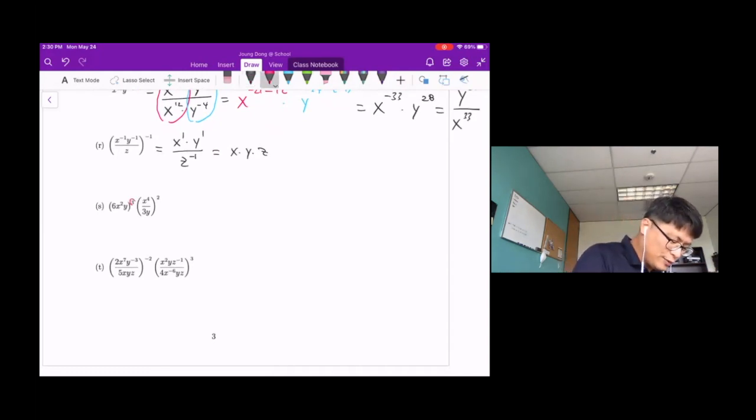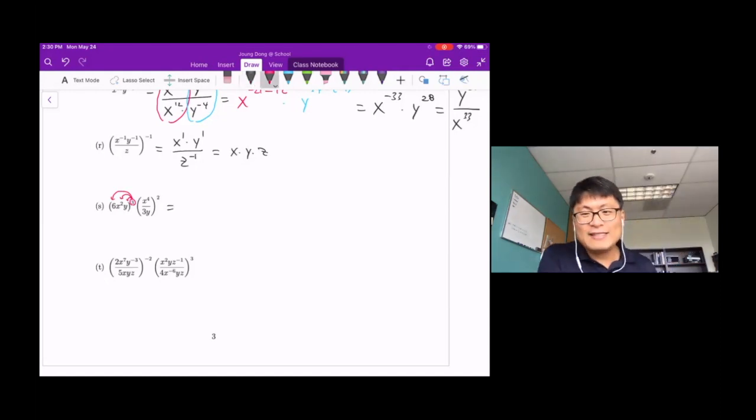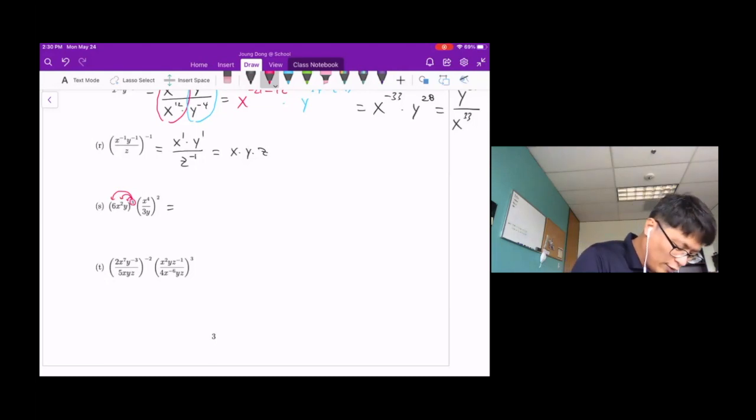Oh, there is a cube. Then I have to distribute this way, right? So your first term will be 6 cubed. Can I do it directly? 6 cubed is, what is that? 6 squared is 36, and 216, right? 216 times x squared times 3, which is x to the 6, y to the 1 times 3, which is 3. That's it, right?